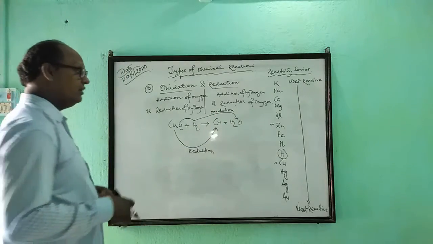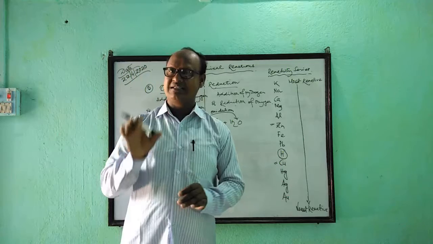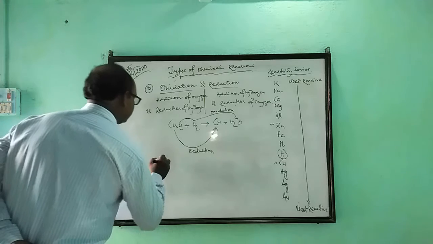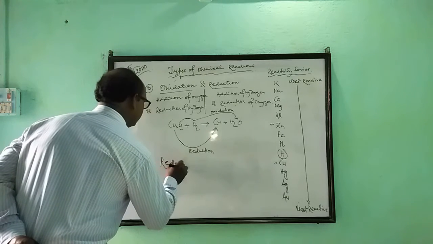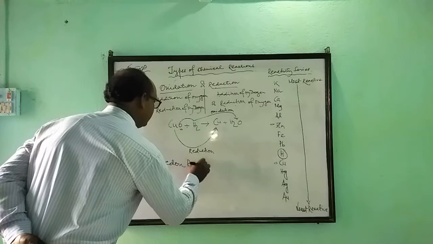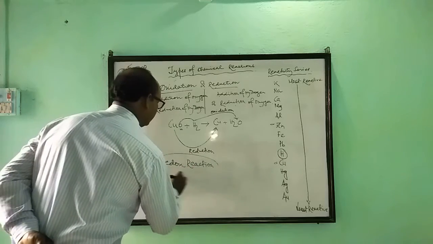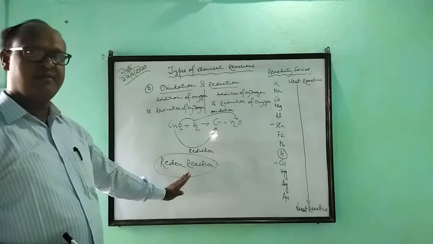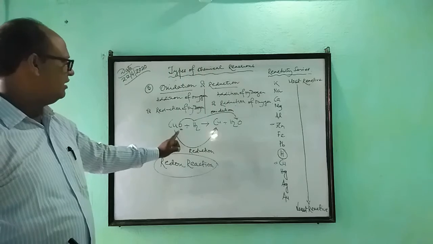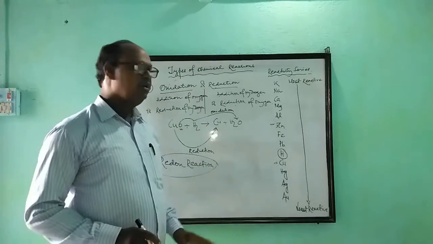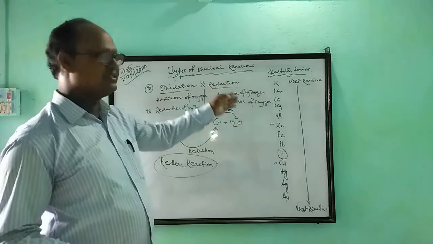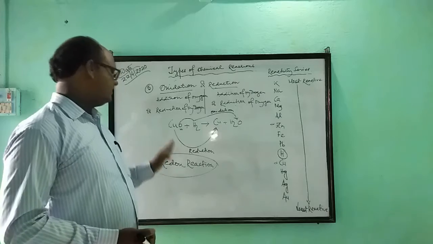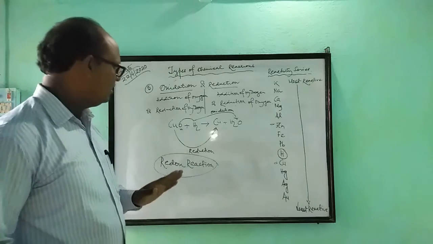And when oxidation and reduction both happen in a single reaction, this reaction is called a redox reaction. Understand what is oxidation, what is reduction, and what is a redox reaction? In a single equation, if both oxidation and reduction take place together or simultaneously, then we say this reaction is a redox reaction.